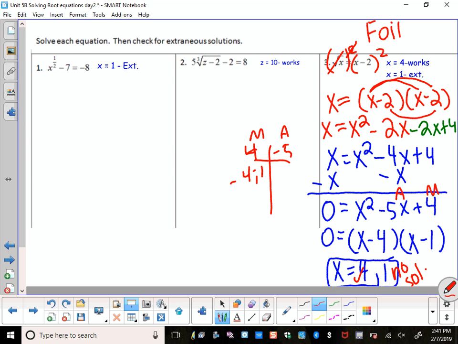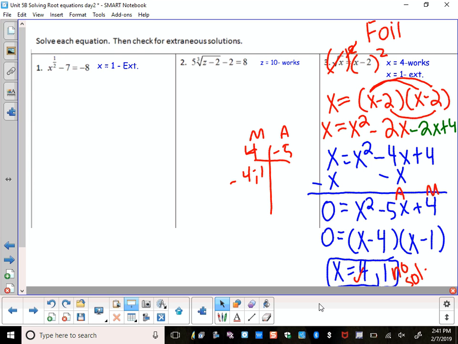It is extraneous. Why isn't the 4 and the 1 negative? Because they were in our factors, but then we had to make it equal to 0. So you took the opposite. Oh.